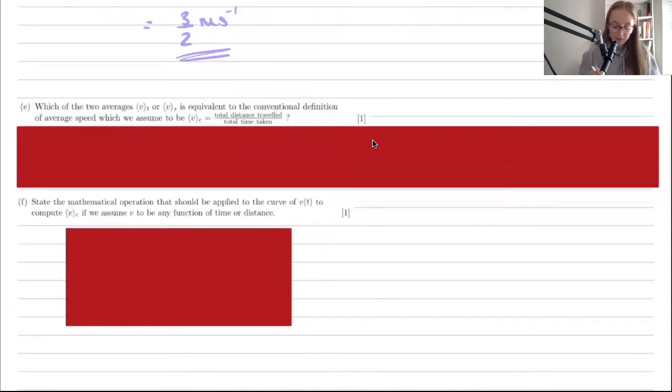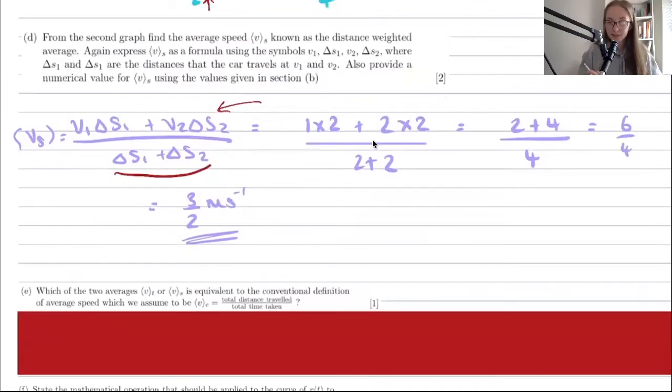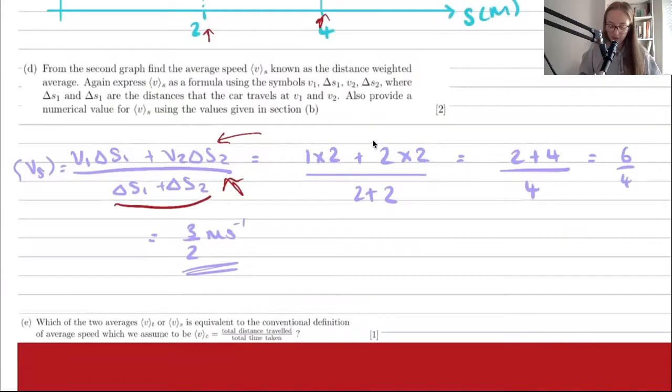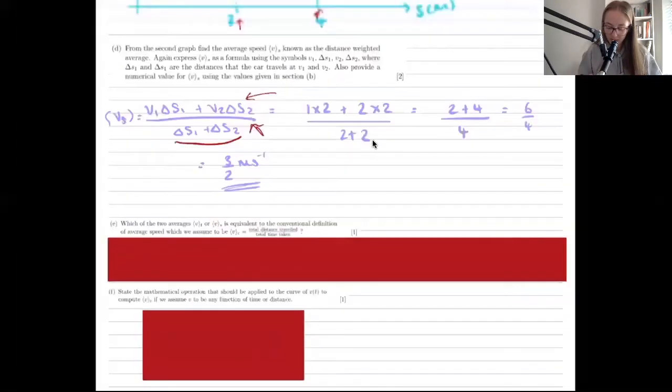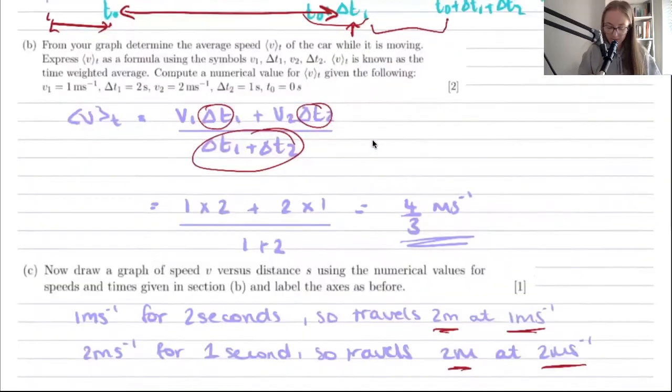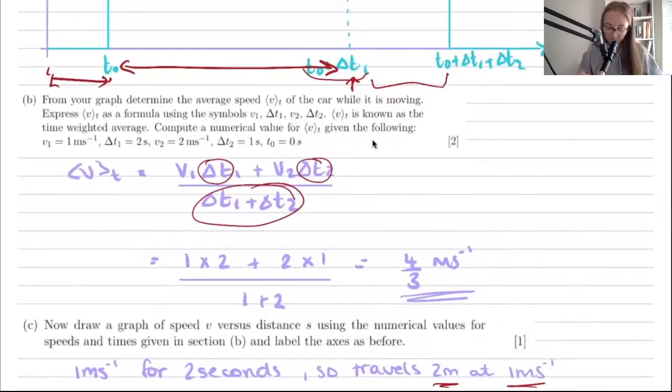Okay, so now it's asking which of the two averages, VT or VS, is equivalent to the conventional definition of average speed, which we assume to be VC, is total distance traveled over total time taken. This question is certainly designed to trick us, because we see total distance traveled, and that makes us think of this part here. But really, the clue that we are looking for is the total time taken on the bottom. Because in our first definition, we have the total time on the bottom.